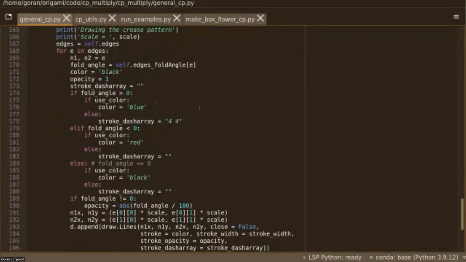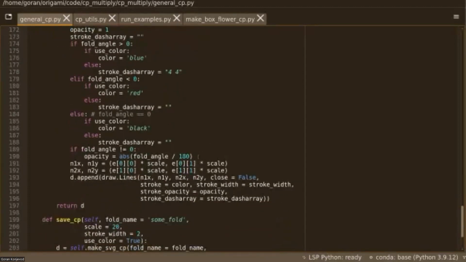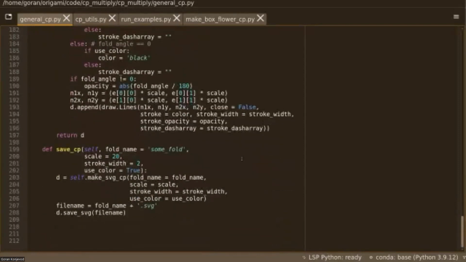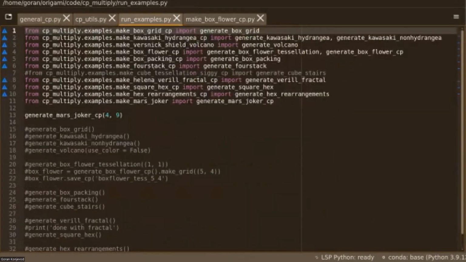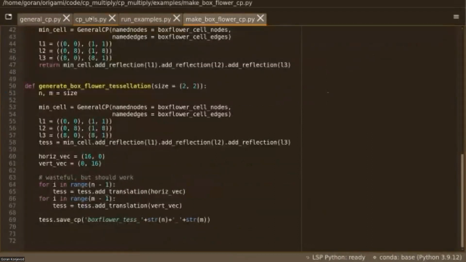The color depends on the angle specified in the edge. So blue will correspond to the valley folds. The red will correspond to the mountain folds, and then for numbers in between you do a little calculation to figure out the opacity, like the absolute value of the fold angle divided by 180. And then you set the right sign for the number, or the color comes from the sign. So basically, that's all. You've seen all of the code here. To actually run the examples I have, you basically just call up one of them.